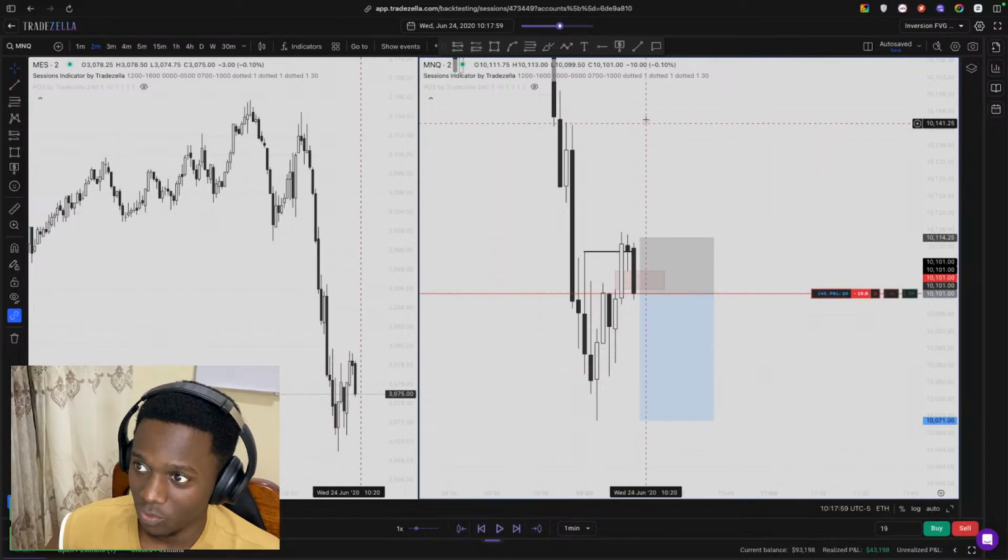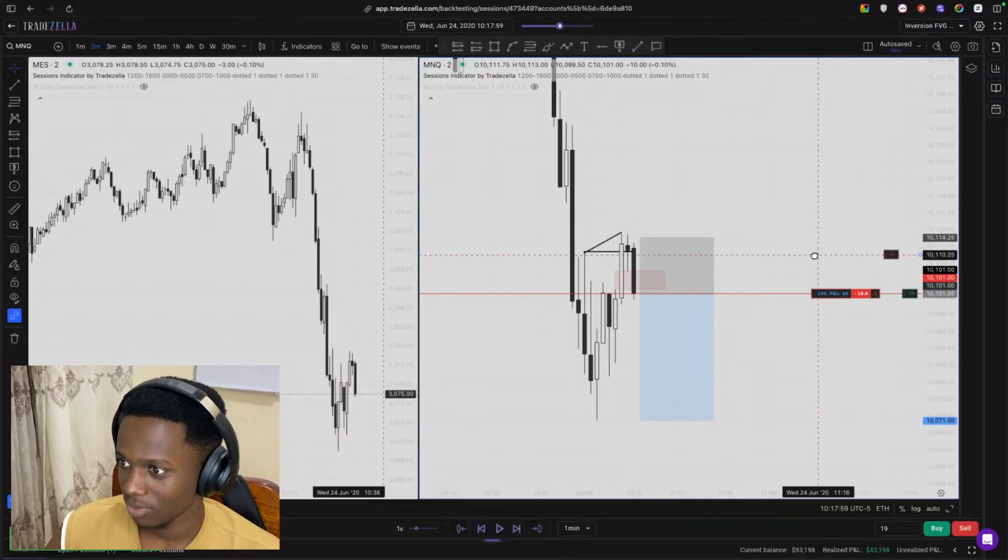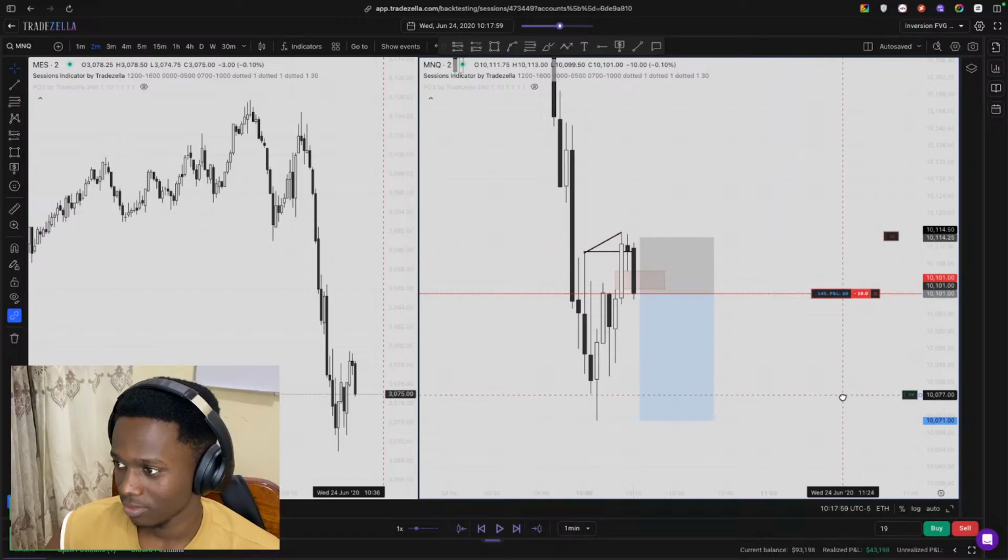And is it an SMT? It's also an SMT. Literal A+ setup. Stop at the high here, and then take profit to this low.